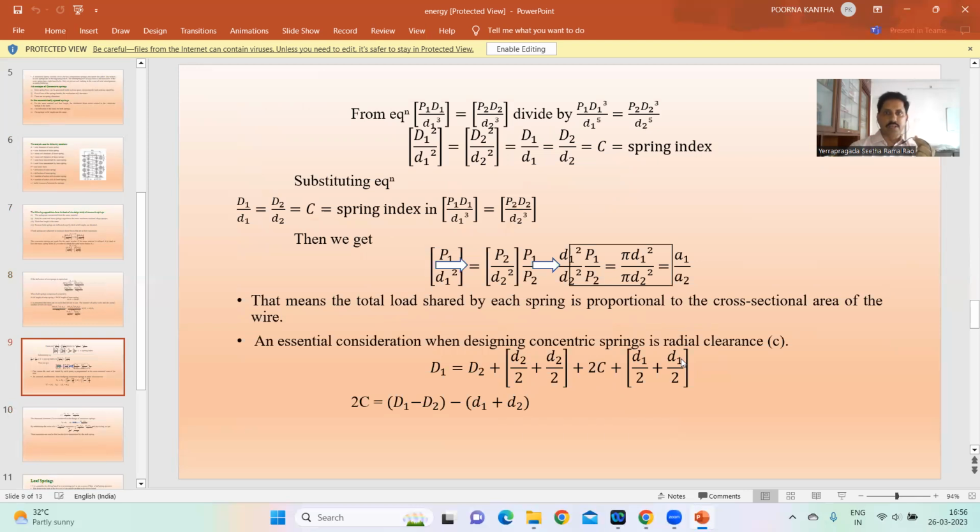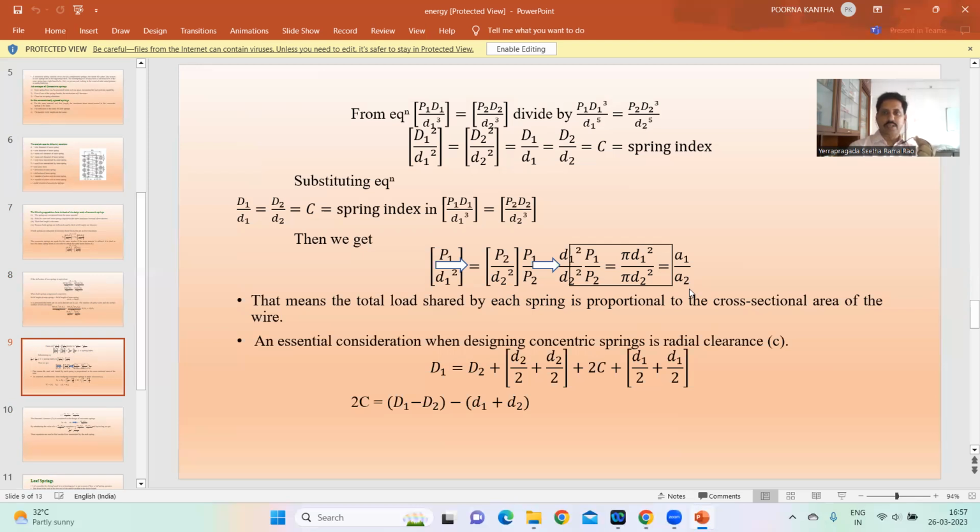From those equations, dividing them, we get the relation D1 by d1 equal to D2 by d2, that is capital D1 by small d1 equal to capital D2 by small d2 equal to C, which is the spring index. The same thing you substitute in the equation so that we are getting P1 D1 by d1 equal to P2 D2 by d2. So P1 by d1 square equal to P2 by d2 square. From that we obtain the relation P1 by P2 equal to πd1 square by πd2 square equal to A1 by A2. What does it mean? It means the total load shared is proportional to the cross-section area of the wire.